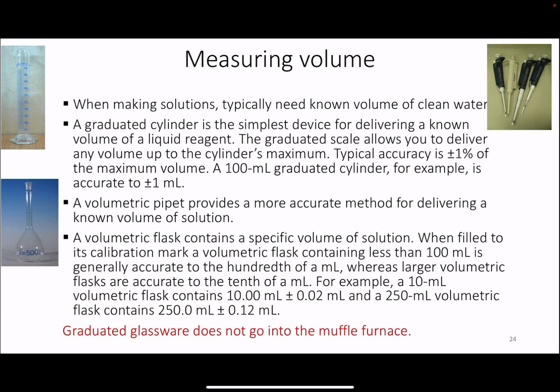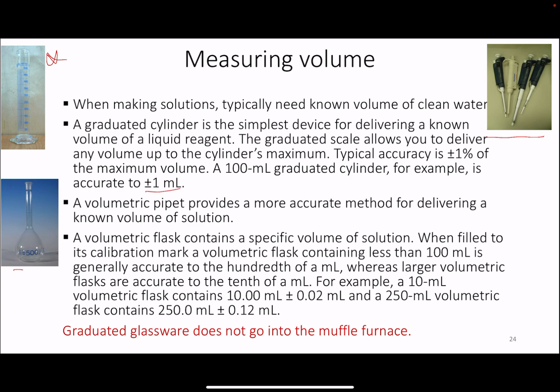When measuring volume, which is another thing you'll have to do when you're making solutions, especially when you're making something that's moles per liter, you need to know the volume of clean water very precisely. This is a graduated cylinder, which is the simplest way of delivering a relatively well-known volume of liquid reagent. It's only accurate, however, to about plus or minus 1 mL. So what we frequently use instead of graduated cylinders are volumetric pipettes, which we'll teach you how to use in the lab. They provide a very accurate way of delivering a known volume of solution, but that's for small volumes.